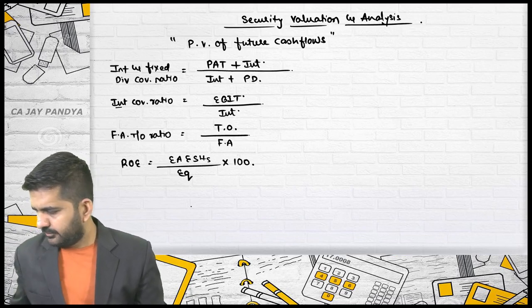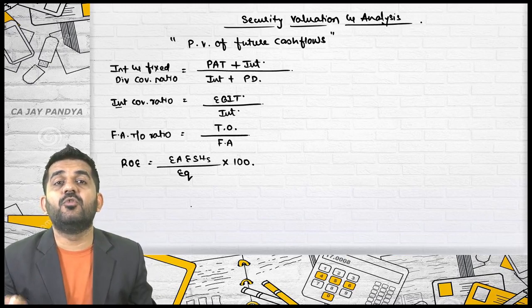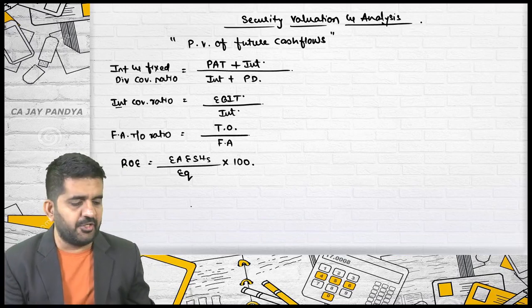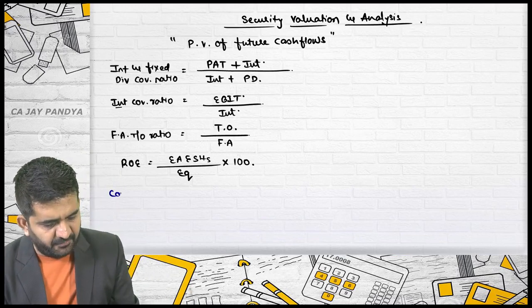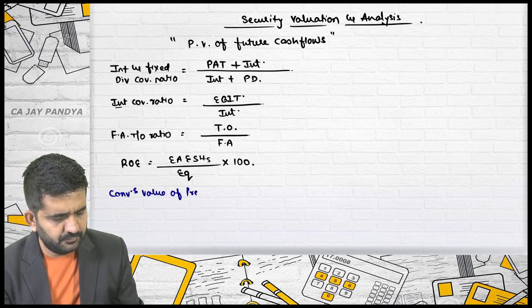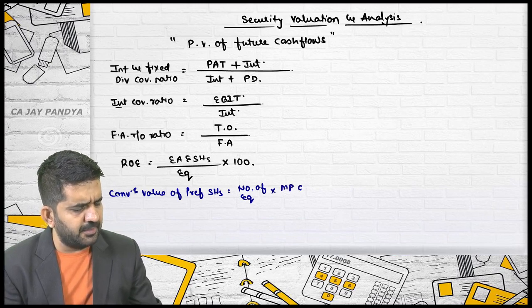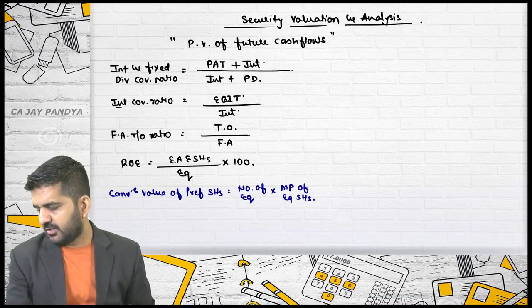Other formulas. We started with that preference share conversion. Preference shares were convertible into equity shares, whether it should be converted or not, and they were second type of ratios. Conversion value of preference shares is nothing but the number of equity shares multiplied by the market price of equity shares. This is the value which you get if you convert your preference shares into equity shares.